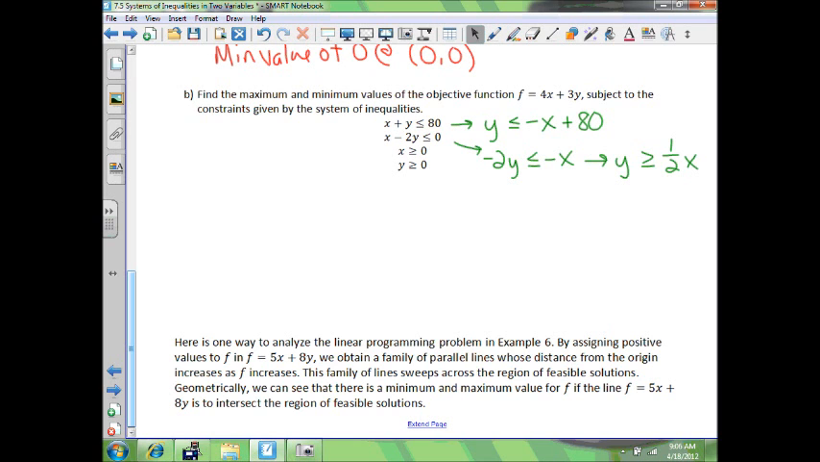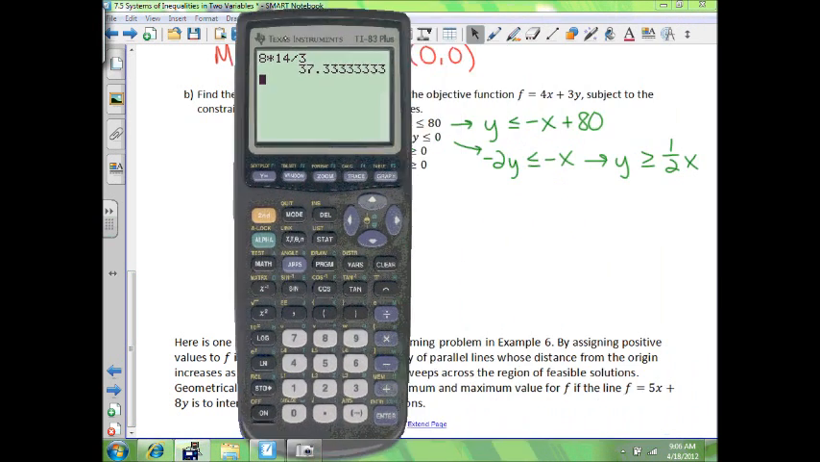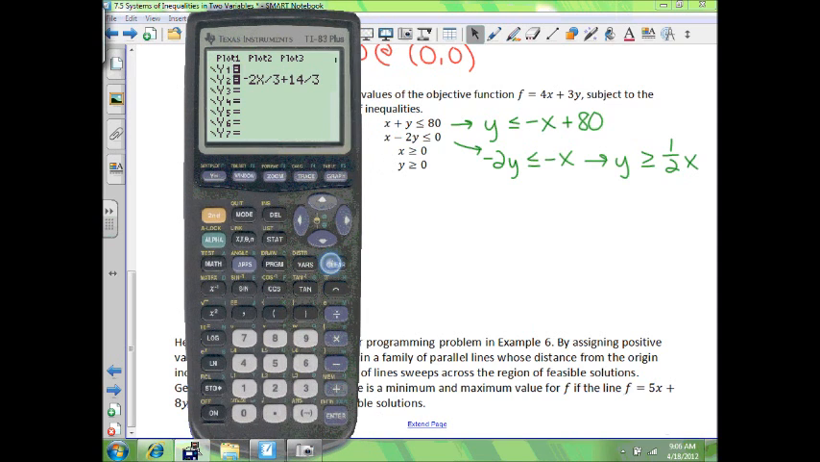So when we do this, we're going to put these equations into our calculator. We have negative x plus 80, 0.5x, and then x is greater than or equal to 0, y is greater than or equal to 0. We change our window. If x is 0, y will be 80, so make our y max 100. If y is 0, x again will be 80, so make that 100. So make our window that. So there's our graph.